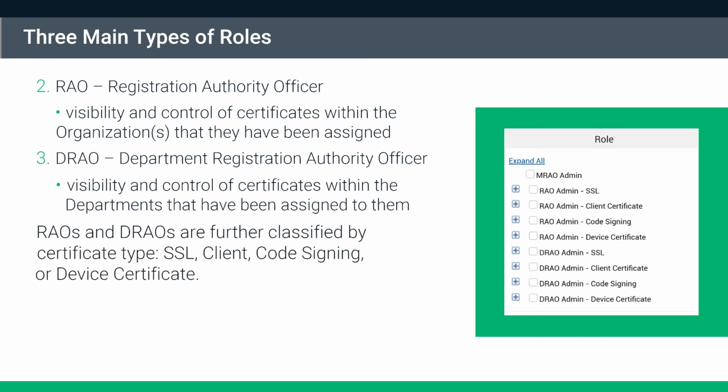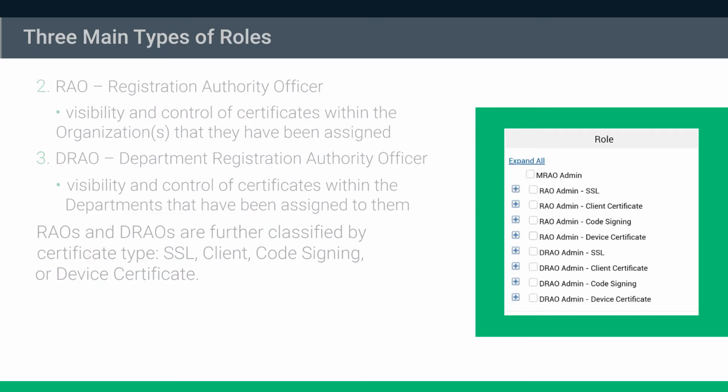As you can see, RAO and DRAO roles are further classified by certificate type, such as SSL, client, code signing, or device certificate. Because administrators can only perform tasks related to the specific type or types of certificates selected here, you must be sure to configure each administrator correctly.